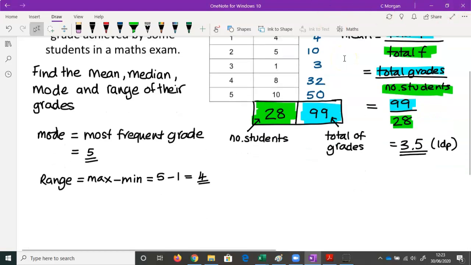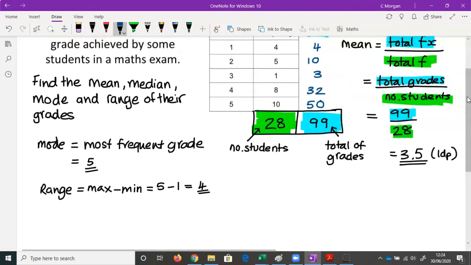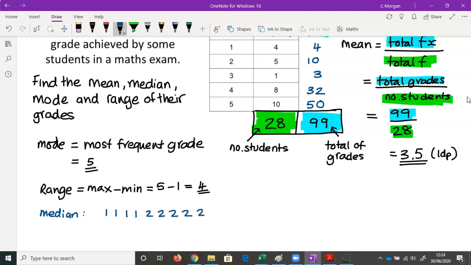The median is a lot harder, and I really would encourage you to draw a list. So to find the median, I would make a list of all of the numbers. I've got 4 ones. I've got 5 people that had a grade 2. 1, 2, 3, 4, 5. I've got 1 person with a grade 3. I've got 8 with a grade 4. 1, 2, 3, 4, 5, 6, 7, 8. And I've got 10 students with a grade 5. 1, 2, 3, 4, 5, 6, 7, 8, 9, 10.